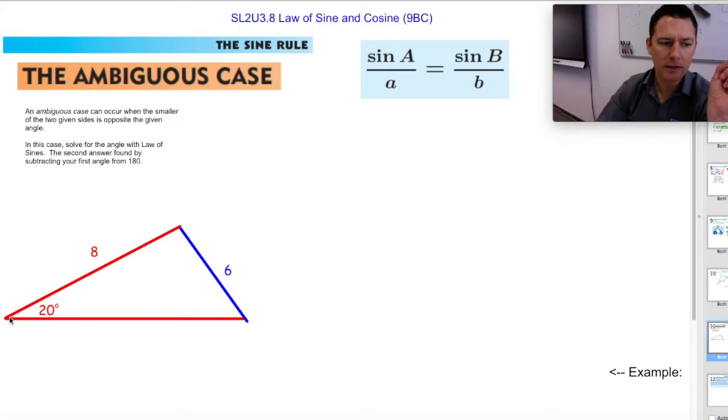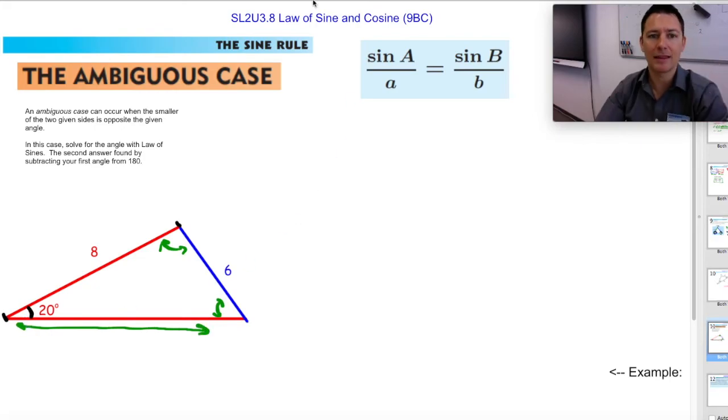This length, 8, always has to be this long. I can't change it. This always has to be 20. I can't change it. And this length has to be 6. I can't change it. What we can change, we can mess with this angle, we can mess with this angle, and we can mess with this length. They didn't tell us anything about that.